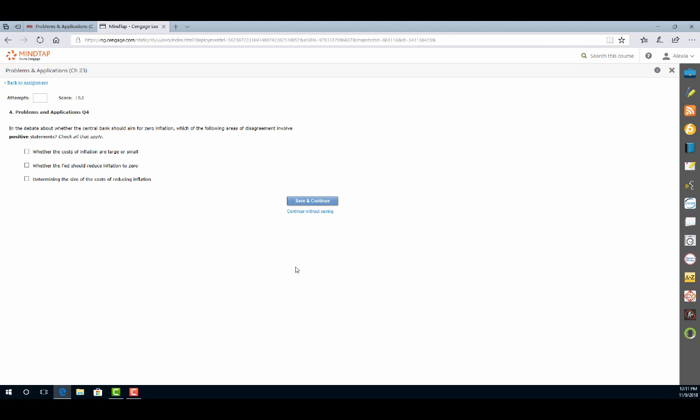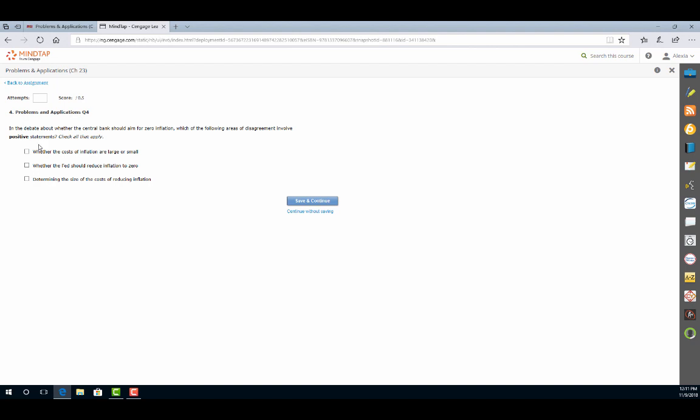Okay, question 4. So these are good review, quick questions, but you have to have a lot of understanding here. So these are really good practice questions for the exam. All right, 4 says, in the debate about whether the central bank should aim for zero inflation, which of the following areas of disagreement involve positive statements?